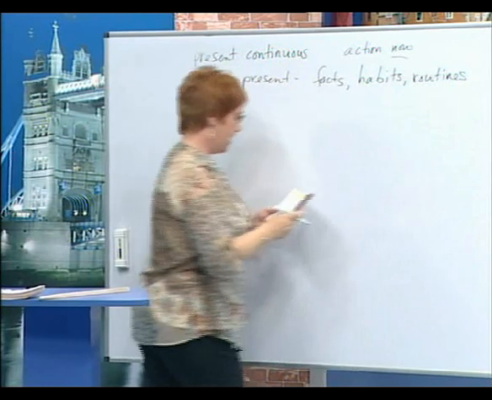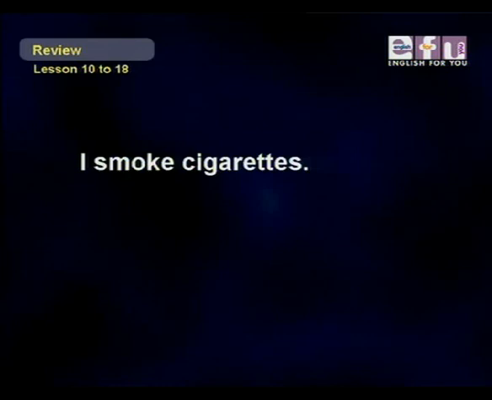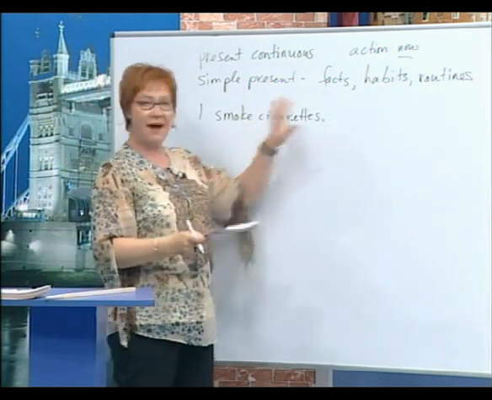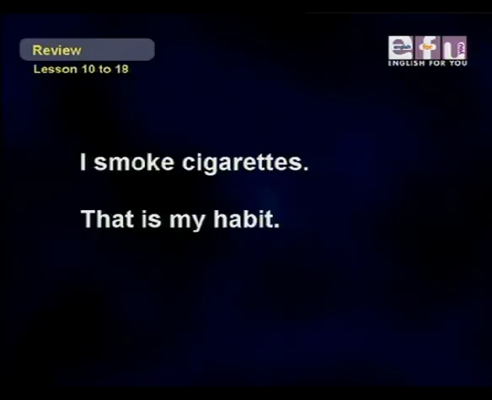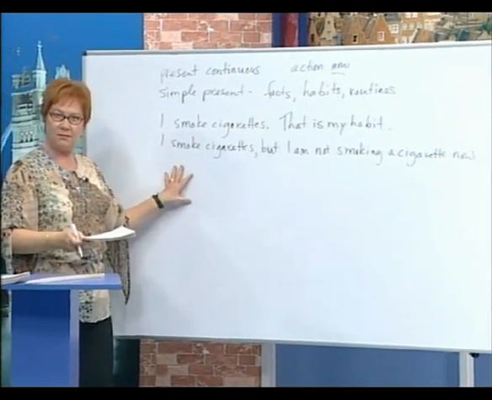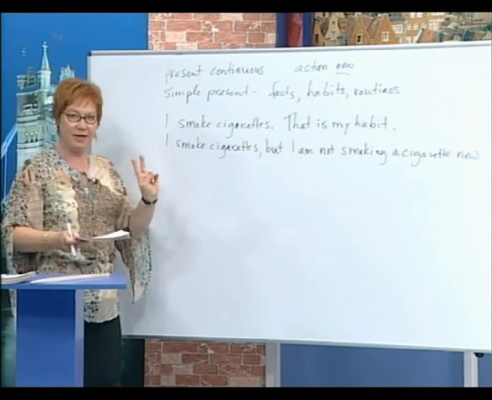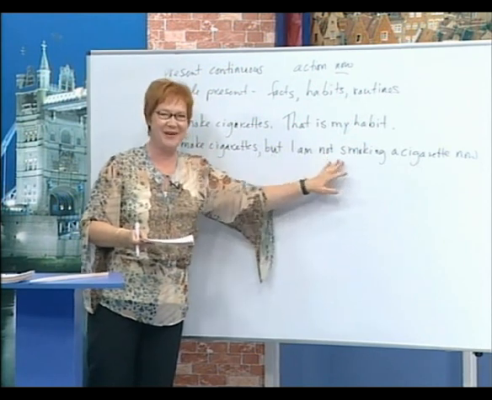Now, let's look at a combination of these. Now, here's an example. I smoke cigarettes. This is a fact, it's my habit, and it's my routine, unfortunately. Okay? That is my habit. Now, I smoke cigarettes, but I am not smoking a cigarette now. This is my habit. I smoke cigarettes, but I'm not smoking a cigarette now. Okay, so this is present continuous action now, or not action now.